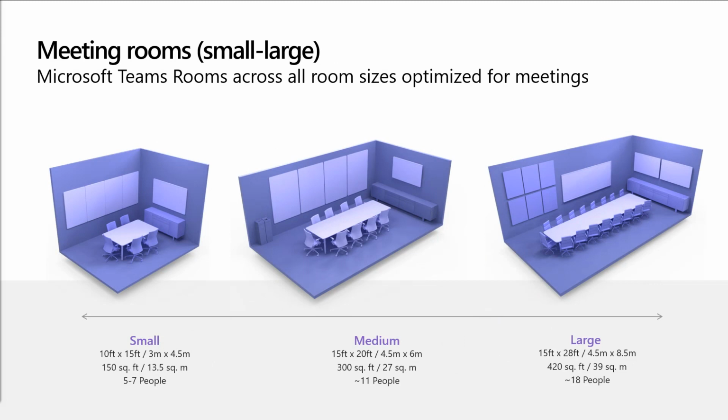Here we see three different room sizes, small, medium, and large. Some have single displays, some have multiple displays. You'll see in the large meeting room there's a whiteboard, so there's a chance to make that a content camera enabled room.